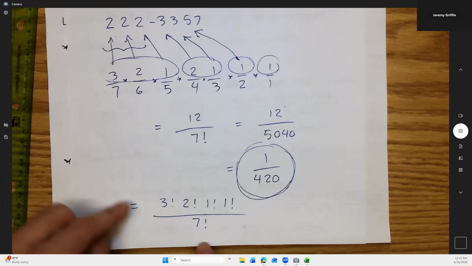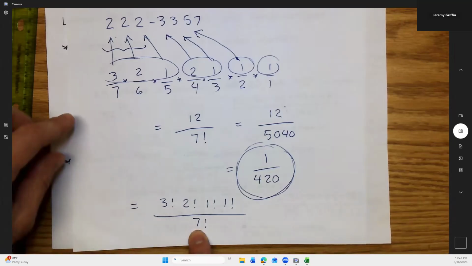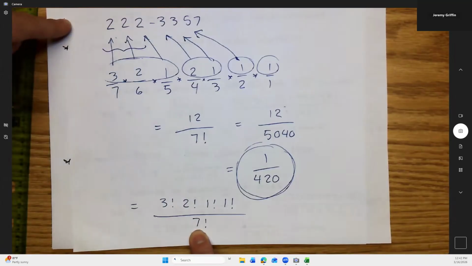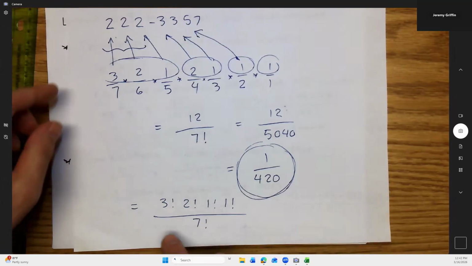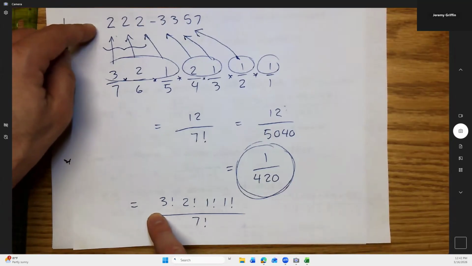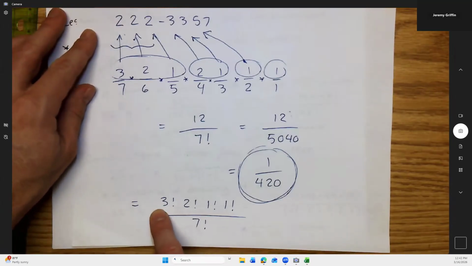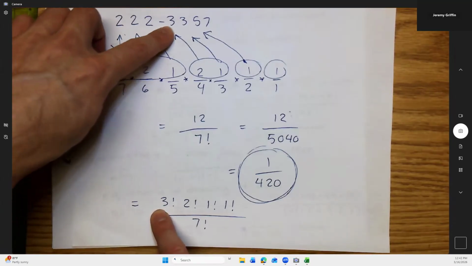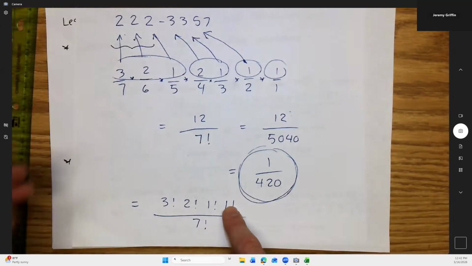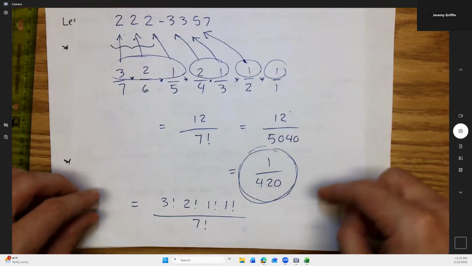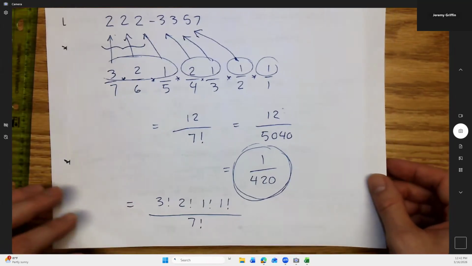7 factorial would be how many ways you could arrange them if they were all unique, and the chance of any one arrangement would be 1 divided by that. But the fact that these three twos are the same leads to 3 factorial, and these two threes being the same is 2 factorial. There's a single 5 and a single 7, so 1 factorial is just 1 that shows up. So there is a simplification here.